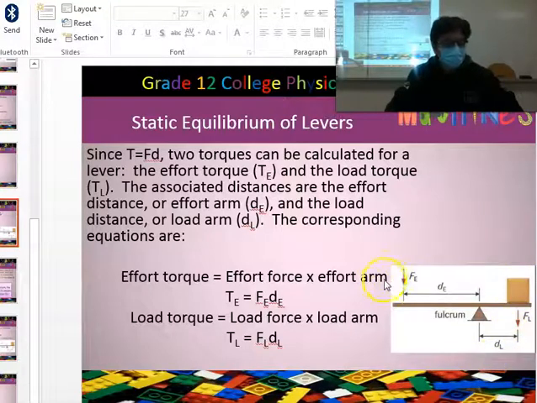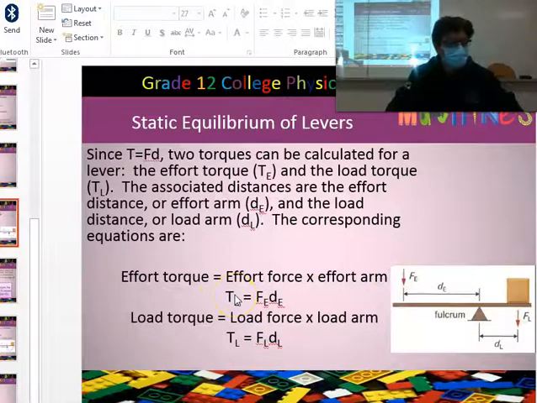The effort torque would be equal to that effort force times the effort arm, the distance from the fulcrum to the force. And the load torque would be equal to that load force times the load arm, which is the distance from the fulcrum to the load.